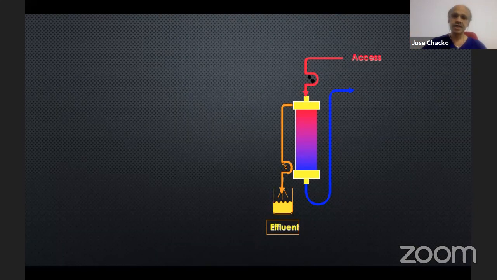First is the hydrostatic pressure within the filter. The higher the hydrostatic pressure, the more will be the filtration. And second will be the size of the pores within the filter. With a larger pore size, larger molecules will come out. And if it's a smaller pore size, obviously larger molecules will be left out.